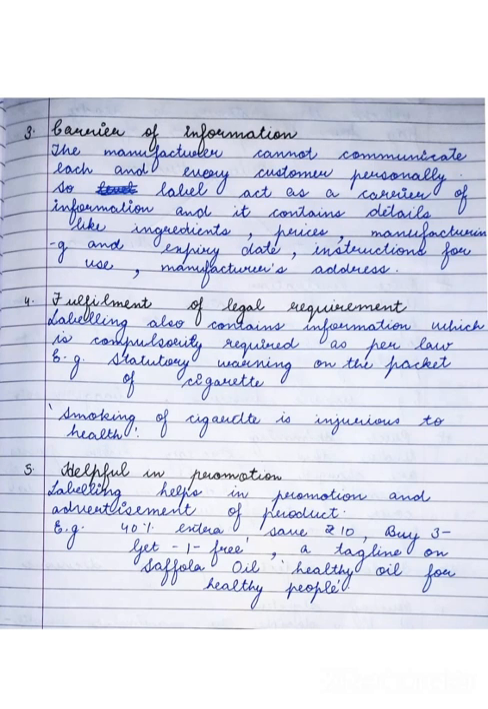Sometimes the information which is required by the government is also written on it, such as smoking of cigarette is injurious to health. So sometimes labeling also helps in fulfilling the legal requirements of the government. Next, labeling also helps in promotion of the product. Buy one get one free, 30% extra, a toy gift inside the pack. These kinds of promotional measures are also written on the label only. Whenever a quotation is written for a product, such as घड़ी detergent powder, पहले इस्तेमाल करें फिर विश्वास करें, these are also part of the label only.